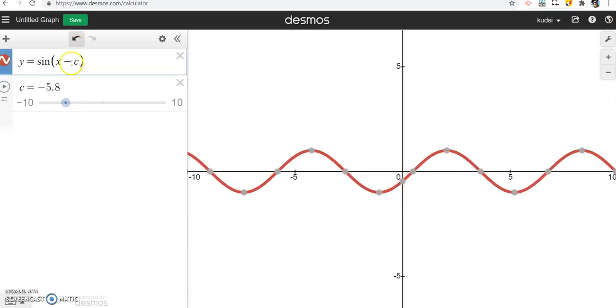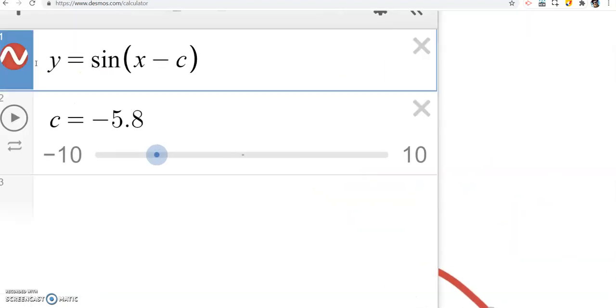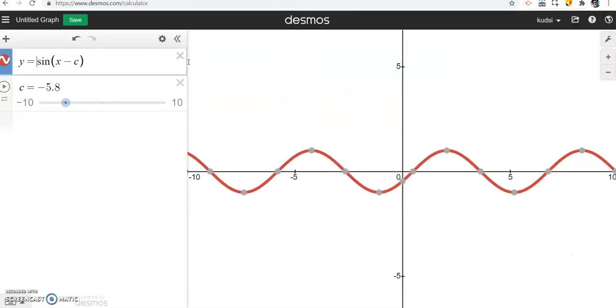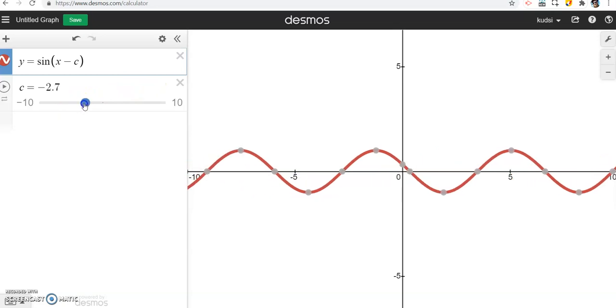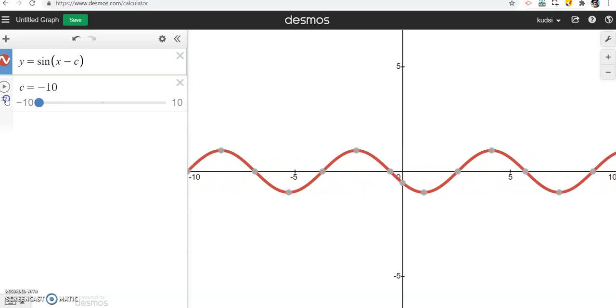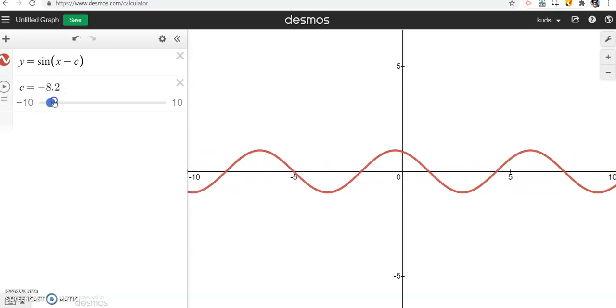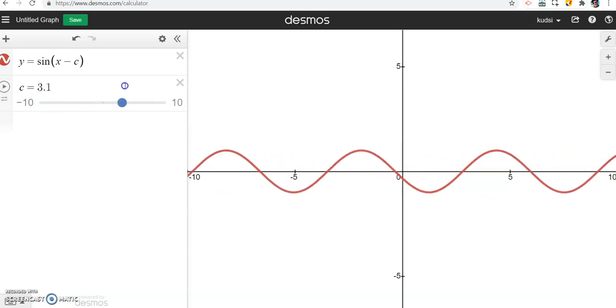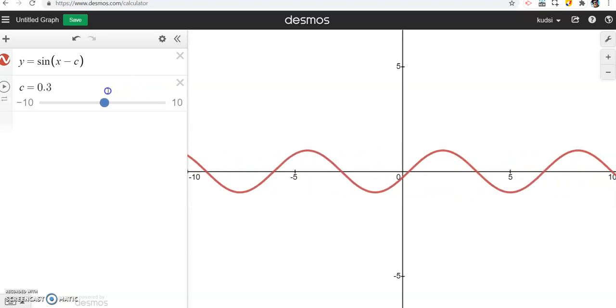The next thing we could do is put a number C inside. So far we put a number in front of the x, or now we're subtracting it from the x. Okay, and what this does, it looks like it moves the graph, it shifts the entire graph. The graph is not compressed, it's just shifted. So it's the same exact graph cut and pasted to a new location.